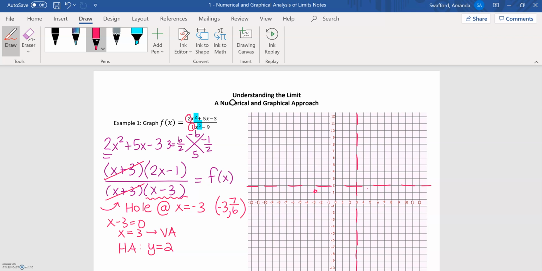Just to help make this a little more accurate, it'd be nice to know where this graph crosses the x-axis, maybe to find its x-intercept, or you could even find its y-intercept. To find the x-intercept, we need to allow y to be 0. So we're going to set our reduced function, 2x minus 1 over x minus 3, equal to 0. We're going to plug in 0 for our y.